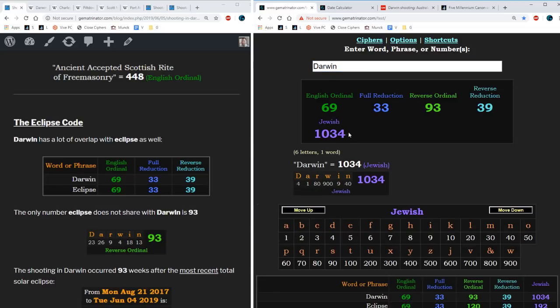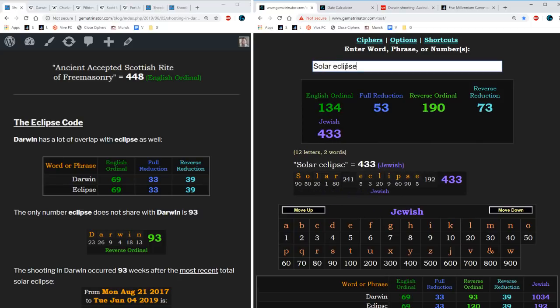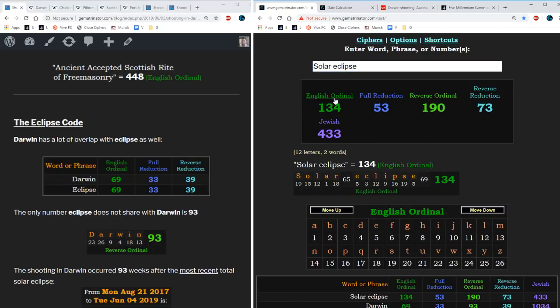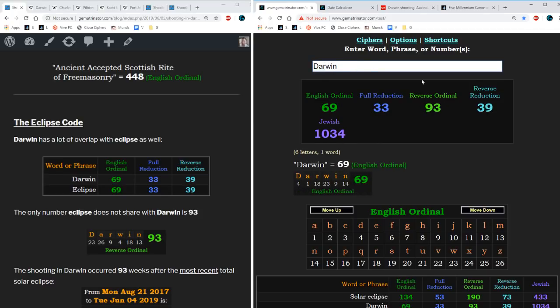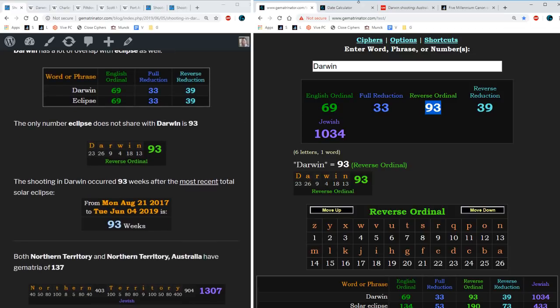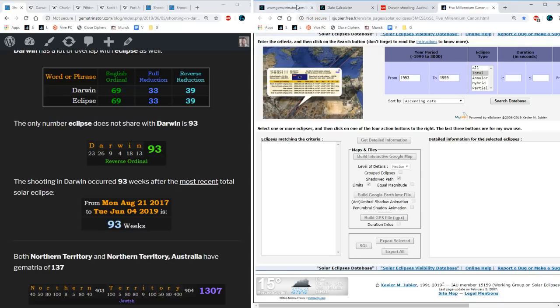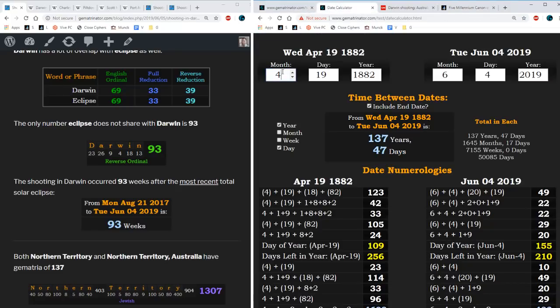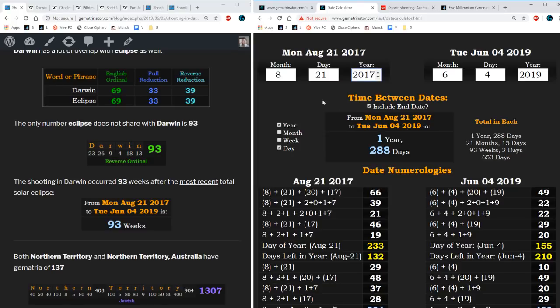Darwin also sums to 1034. That's interesting because solar eclipse equals 134. So the alignments here are clear. Now the only number not shared is 93. Darwin summing to 93 in reverse. Well, they do tell us that the sun is 93 million miles away. But if you measure from the most recent total solar eclipse, which to this date is still the Great American Eclipse of 2017, measuring from that date to the date of the shooting is 93 weeks.